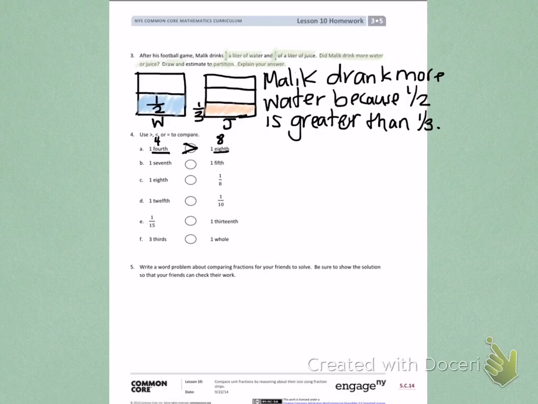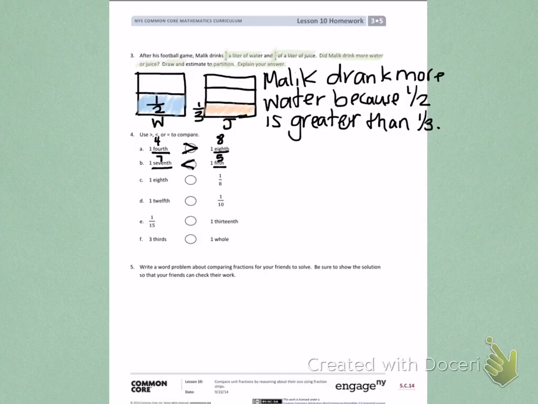Letter B, I have 1/7 and 1/5. So I have 7 equal parts in 1/7 and 5 equal parts in 1/5. When I'm partitioning, dividing into fifths will give me more space. So I'm going to give the fifths 2 dots since it's the bigger fraction, and the sevenths 1 dot, connecting the dots. So I have 1/7 is less than 1/5.